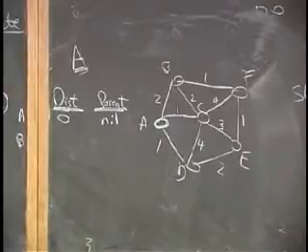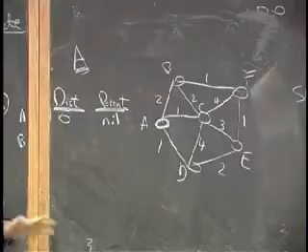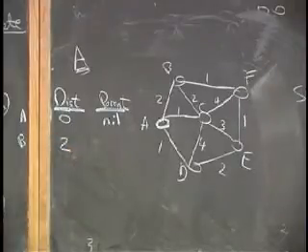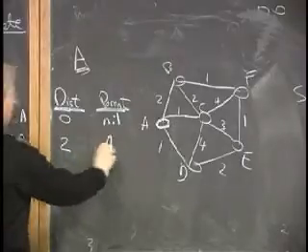You're just doing this in your head now, right? We're just looking for the answer. We're not worrying about how we get it. Shortest path to B is 2, and the parent is A.